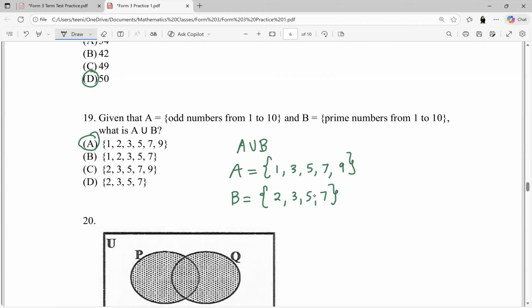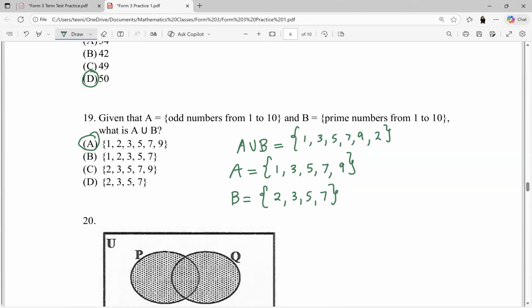So if I were to list A union B, I would just list all the elements in A and then all the elements that I left out that are in B. So this would be 1, 3, 5, 7, 9. And the only thing that's missing in B, because B has 3, 5, and 7, it also has 2. It's conventional to write it in numerical order, but you really don't need to once you include all the elements.